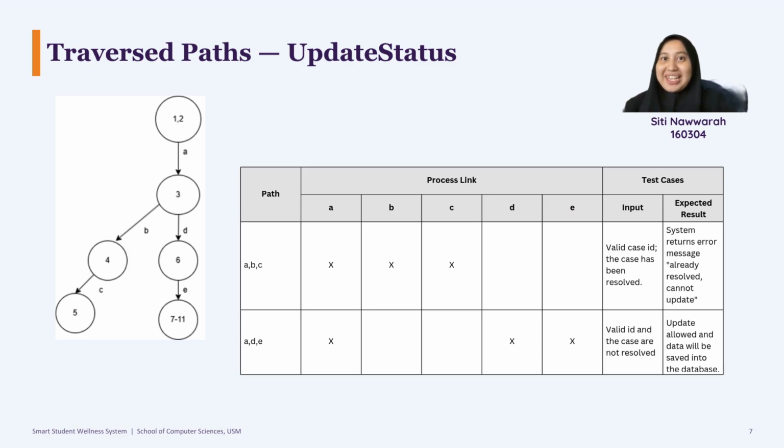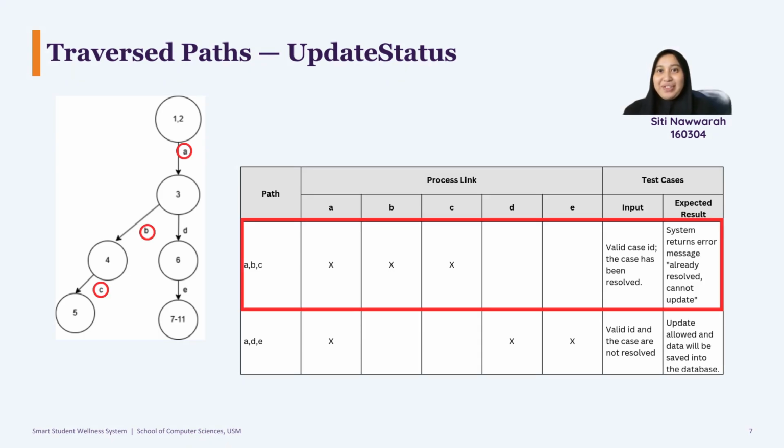Now, let's look at the transfer path for update status. This is one of our statement coverage tests. The first path is ABC. The input is a case that has already been resolved. The system follows this path. As you can see, I highlighted and written the error message, already resolved, cannot update.